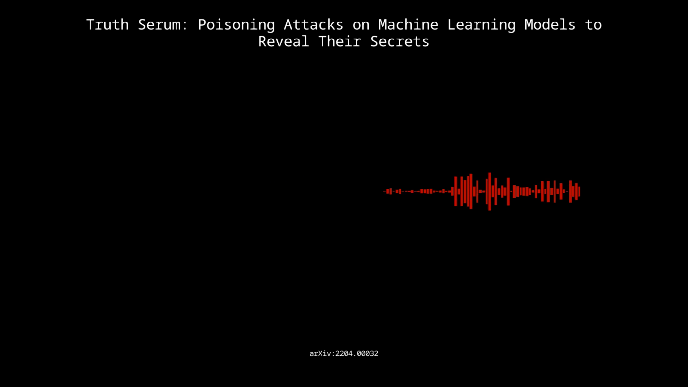So it's about being proactive, not reactive. Exactly. Don't wait for an attack to happen. Take steps to protect your models and your data from the outset. Exactly. But what about defending against specific attacks like truth serum? Right. What concrete actions can researchers and developers take?